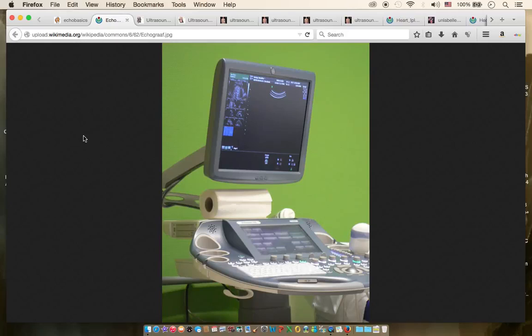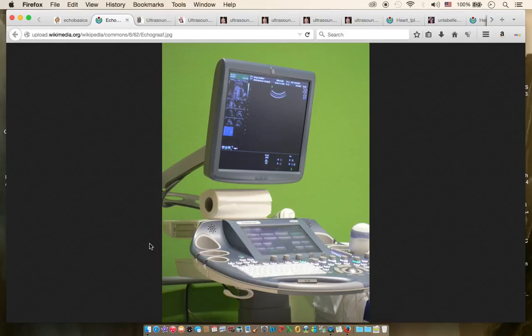Okay, so this is the echocardiography machine, and I think you know this machine very well. This is the screen, and this is the keyboard for the echocardiography machine, and this is the analyzer. The analyzer takes the waves from the body and analyzes them here, and then the picture appears on this screen.